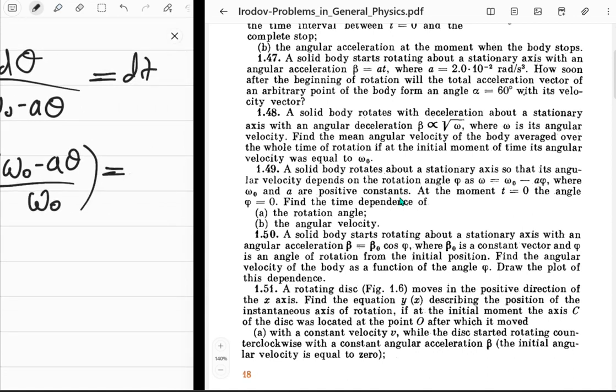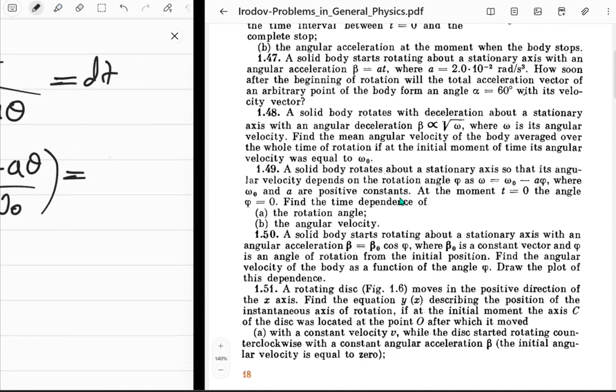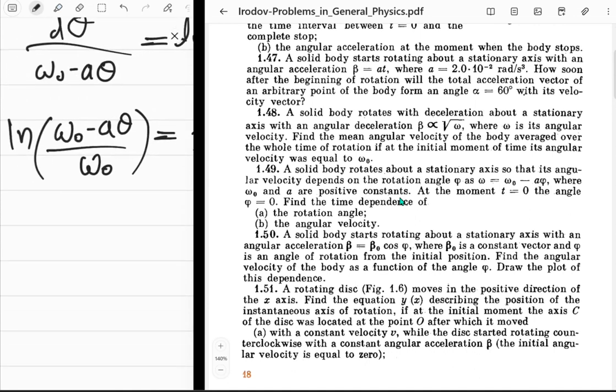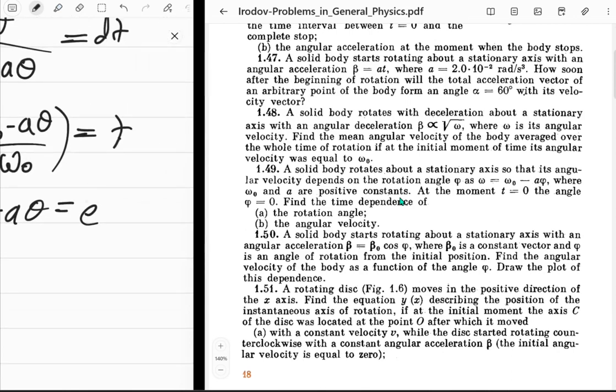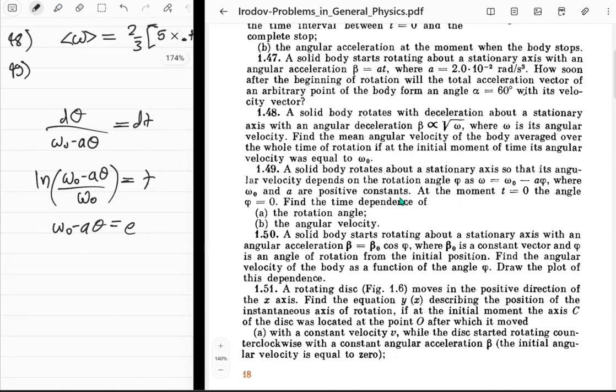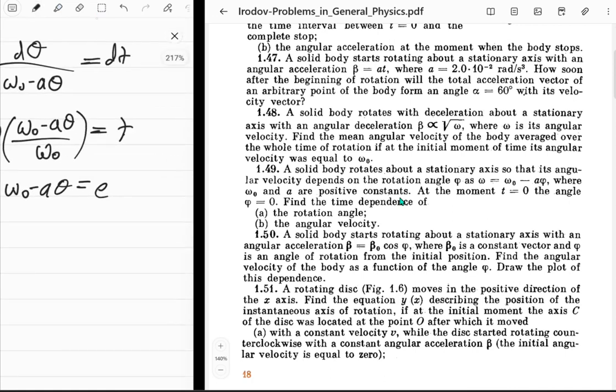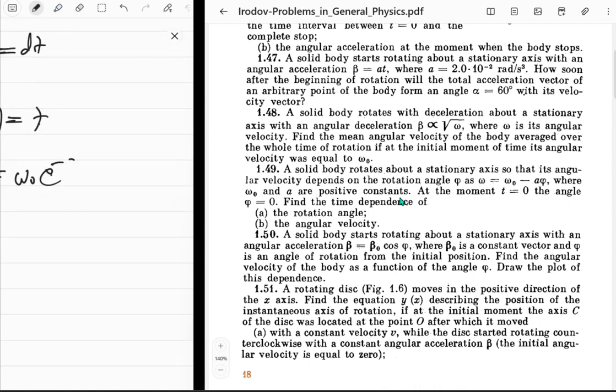It's like first-order kinetics, something like that. The differential equation is the same, but it's not chemistry, it's physics. Omega naught minus a theta is equal to e power... wait, that doesn't look good. Oh yeah, when you integrate this, you have to divide by negative a. Now it will work. So this should be omega naught. Now it makes sense: e power negative a t.